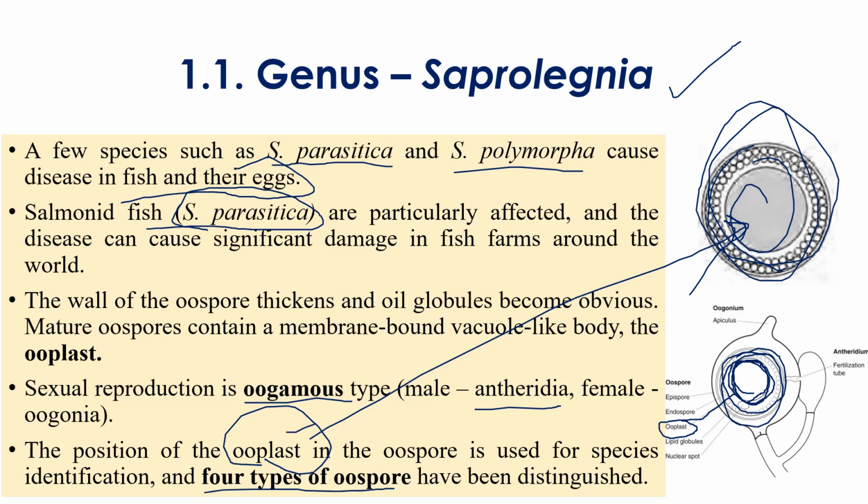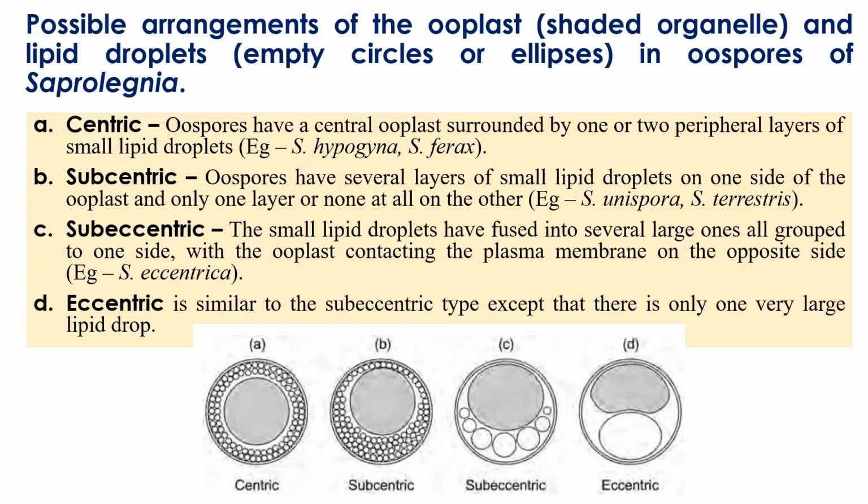Based on the position and arrangement of ooplast, 4 types of oospores are distinguished in the Saprolegniales. So the 4 types of arrangements based on the ooplast are: centric, subcentric, eccentric, and subeccentric. I repeat once again, centric, which means the ooplast is in the center, surrounded by small lipid droplets. These are all lipid droplets.